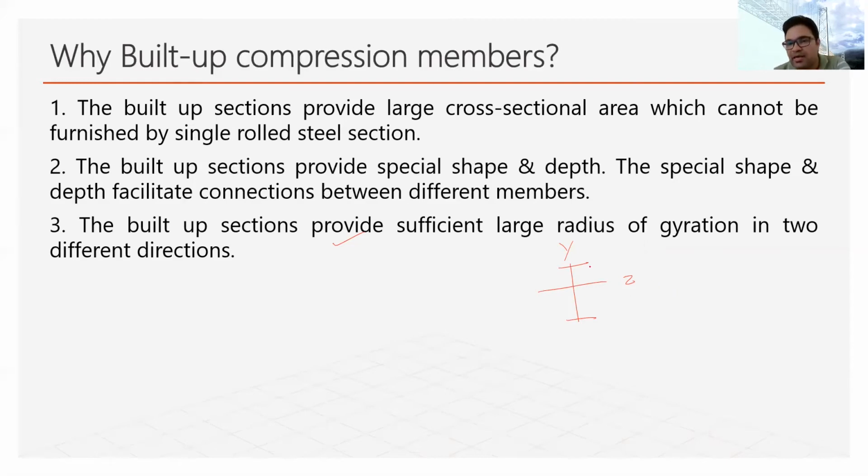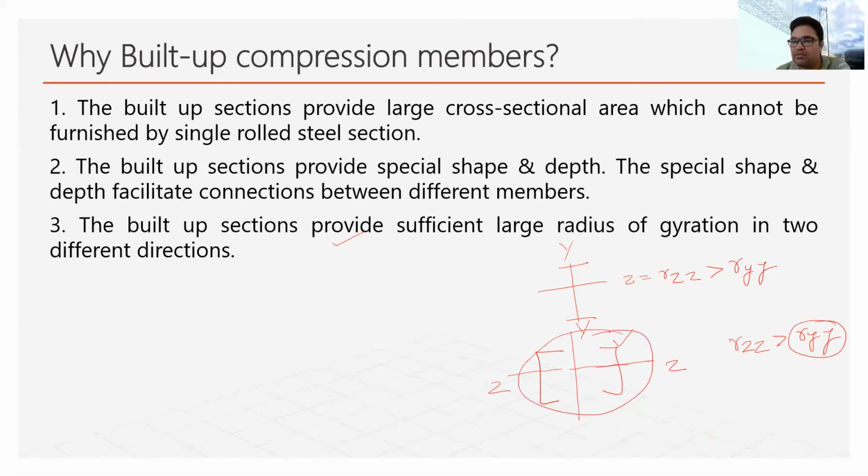Like for example, in an I section, the radius of gyration RZZ will be higher than the radius of gyration along the YY axis. Now, if we are using a built-up section, say two channel sections, the channel section will have one axis as the z axis and one as the y axis of the whole unit. So in case of channel section, again RZZ will be higher than RYY. Now if we are using two channel sections as a built-up section, then we can increase this RYY value of the whole unit.